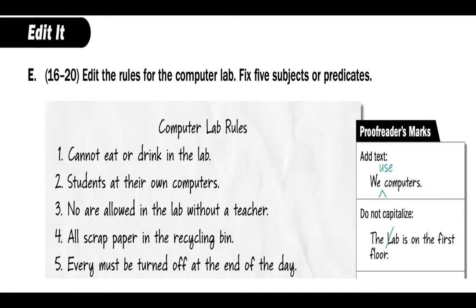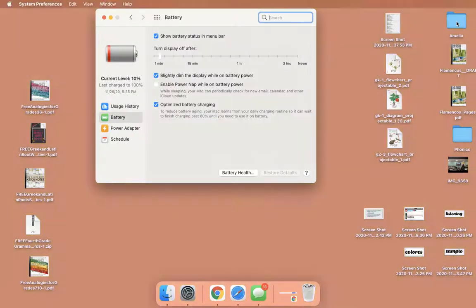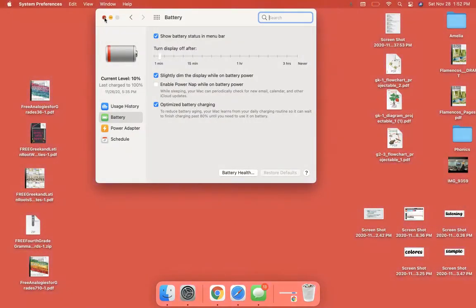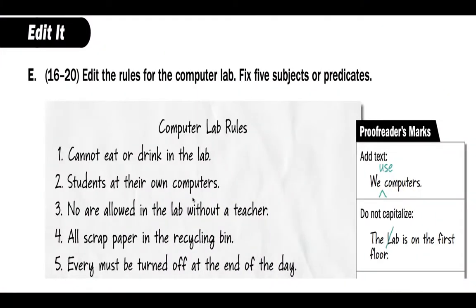Edit it. Activity E, numbers 16 through 20. Edit the rules for the computer lab. Fix 5 subjects or predicates. If you read the computer lab rules, you will see that some of them are missing subjects and some of them are missing predicates.